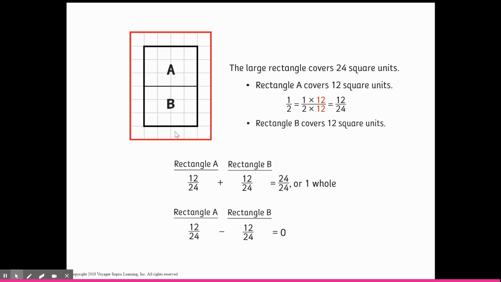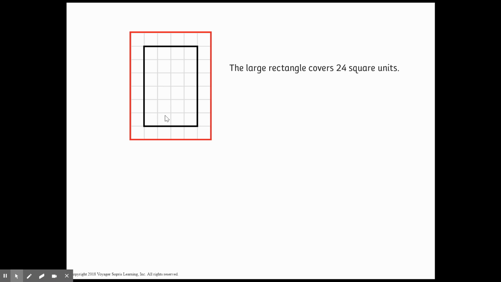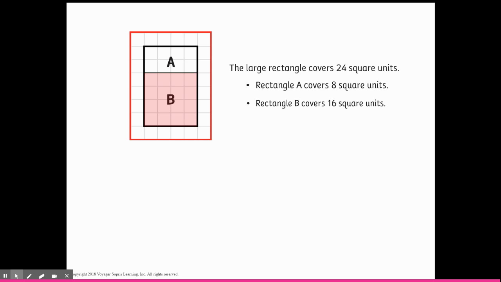Let's go back to our original large rectangle before we cut it into pieces. And let's change the parts of the rectangle slightly. Now, rectangle A is smaller than it was before, and it covers 8 square units. Rectangle B covers 16 square units. Now we're going to write a fraction subtraction problem by asking what's the difference between rectangle B and rectangle A.